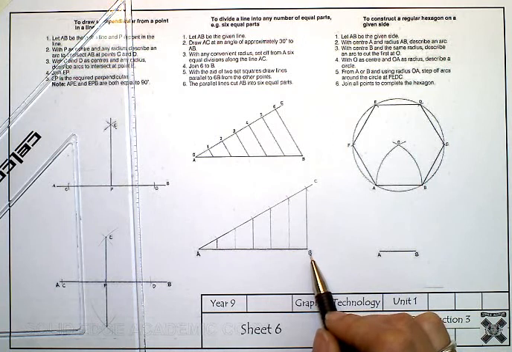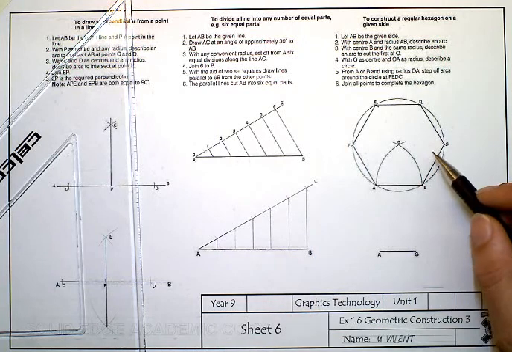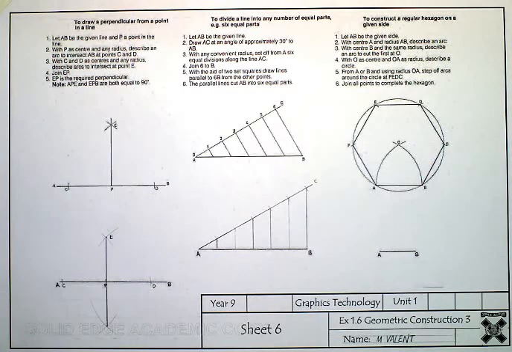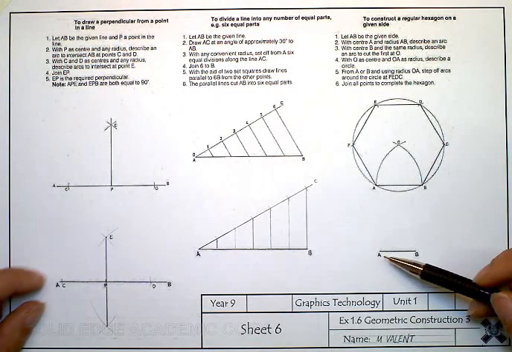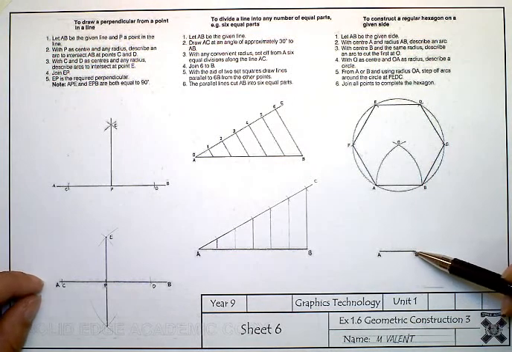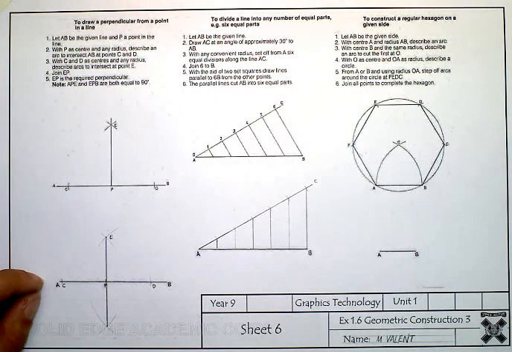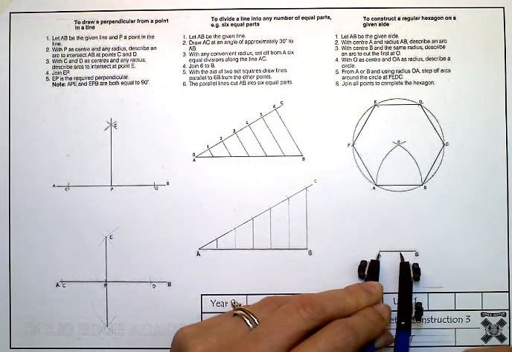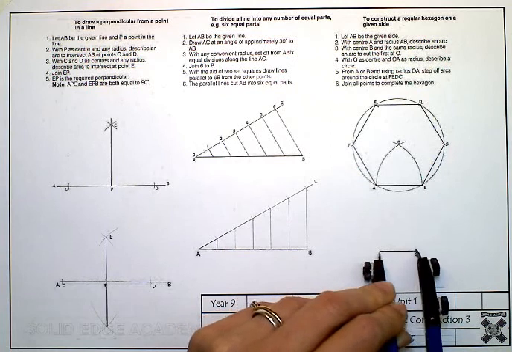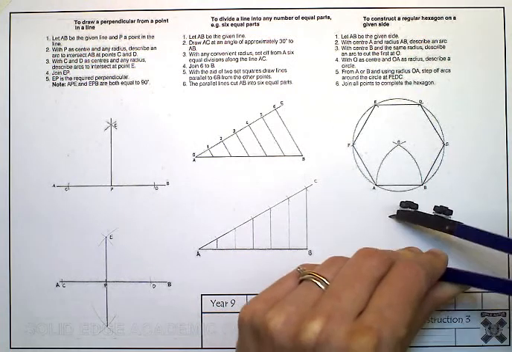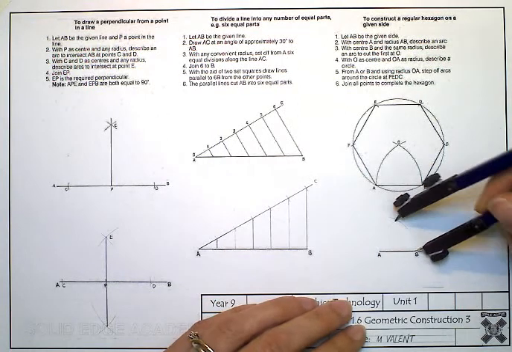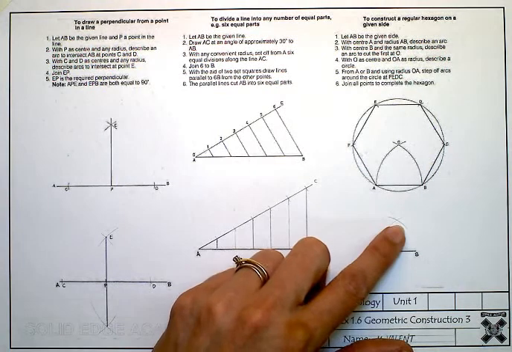Right. Now, last one, to construct a regular hexagon on a given side. So here's the given side. So what we're going to do now is we're going to basically create an equilateral triangle, but we're going to find centre O first. So it's going to be that distance. So taking our compass, set it at A and to the distance AB, and mark off up the top, describe an arc above. That will be point O now. That's the centre of the circle.